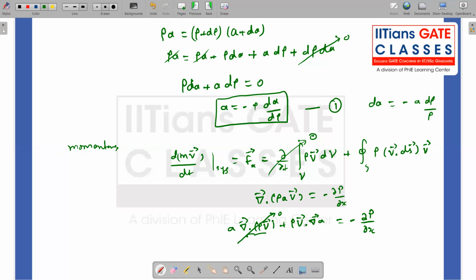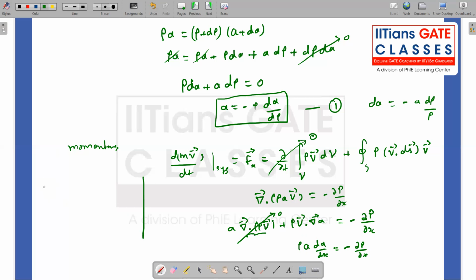And what is this one? So this is v dot grad a. So that is nothing but rho times a times dA by dx, right? Because I have only one velocity component, that is equal to minus dp by dx. Interesting. So now you see, can I write this rho a times dA by dx in some other form? Let us try to explore that.